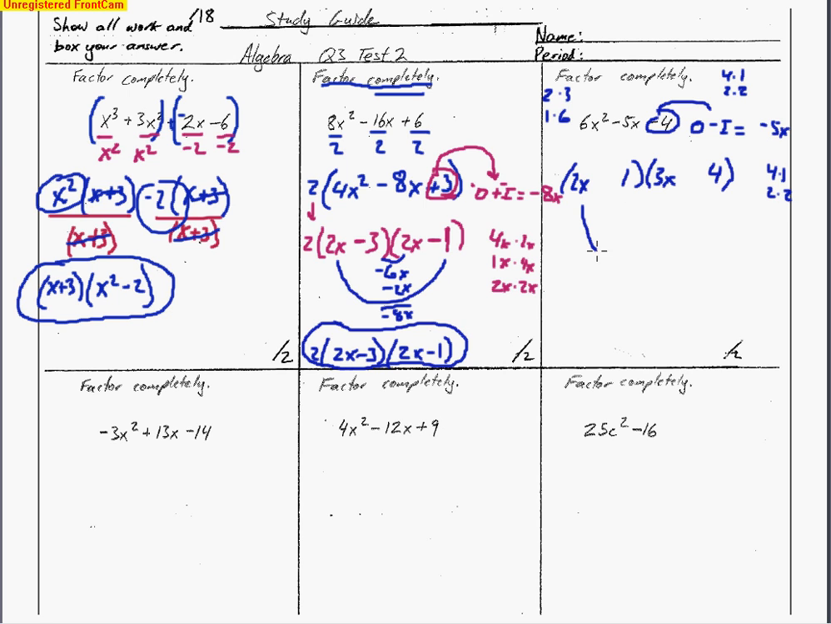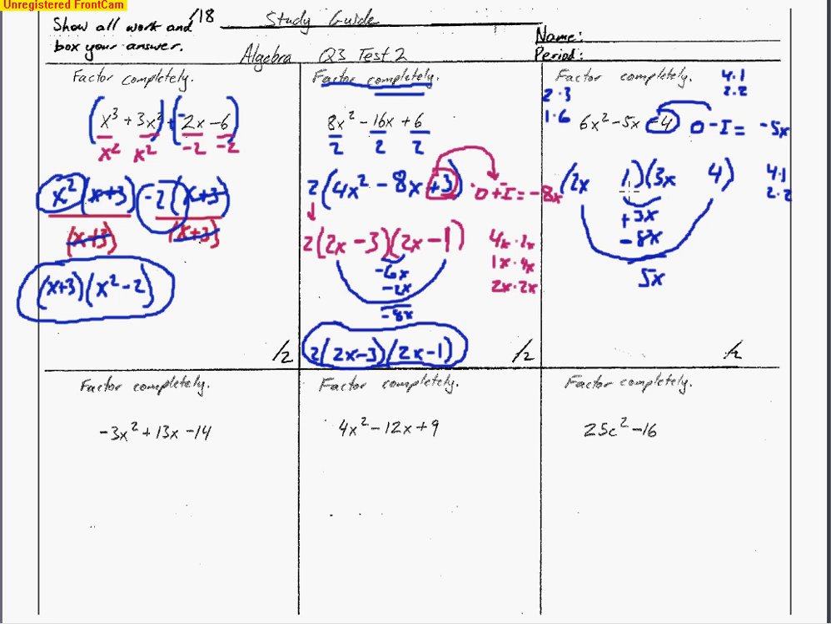So I'm checking the outside terms and the inside terms. So 3x and 8x. Yep, those do subtract to make 5x. Now, I'm not done yet, though. I need to make sure I get the right sign. So I need a negative 5, so that means I need more negatives than positives. So it's going to be a negative 8, positive 3.